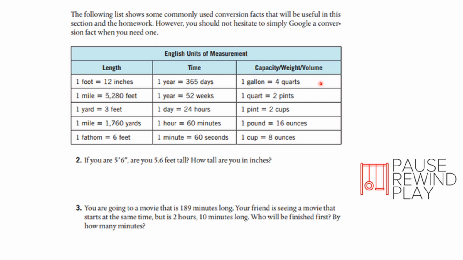And volume, a gallon is 4 quarts. A quart is 2 pints. A pint is 2 cups. A pound is 16 ounces. And 1 cup is 8 ounces.